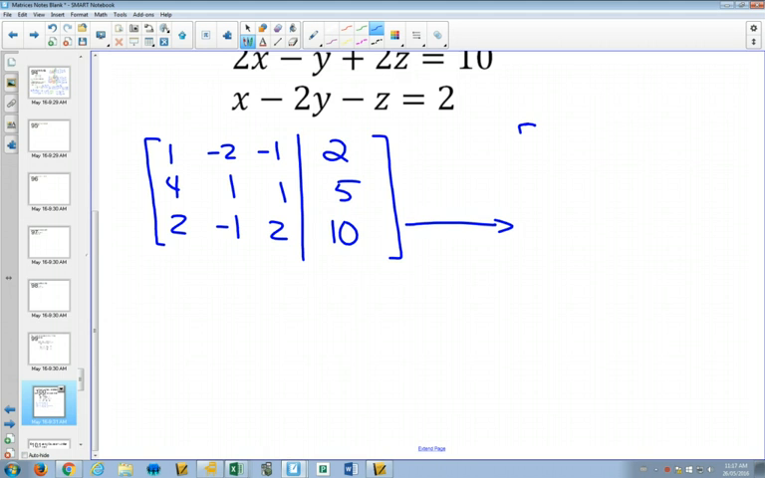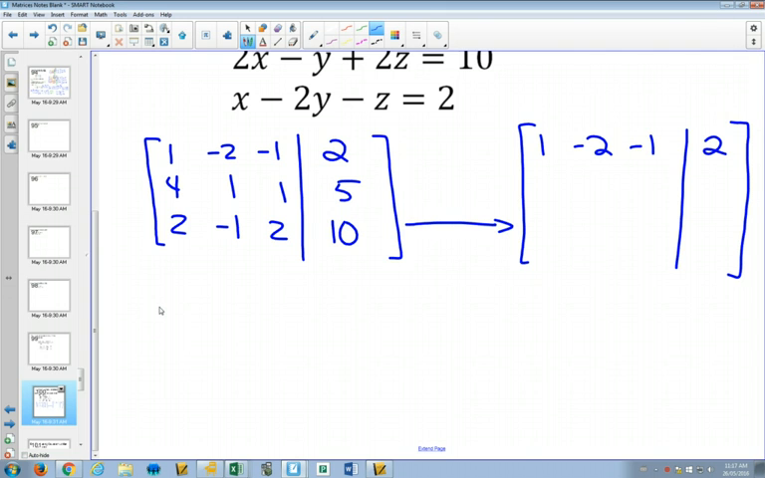So to start off with, I'm not going to change my equation 1, but I am going to change my equation 2. My row 2 is going to subtract 4 row 1s. And that will give me a 0 here. And my row 3, I'm going to do at the same time. I'm going to take my row 3 and subtract 2 row 1s, because that will give me a 0 there. So my first goal is to get zeros in that column.